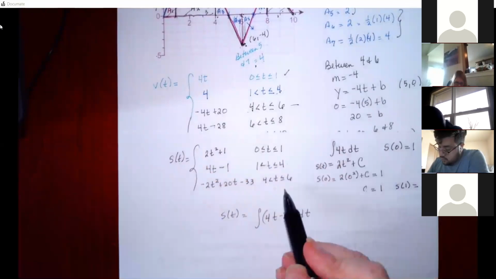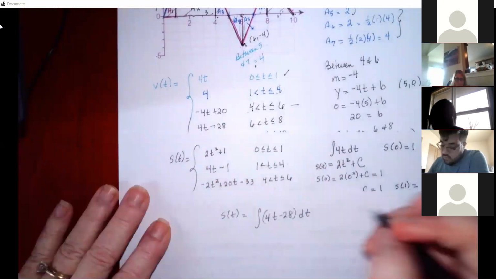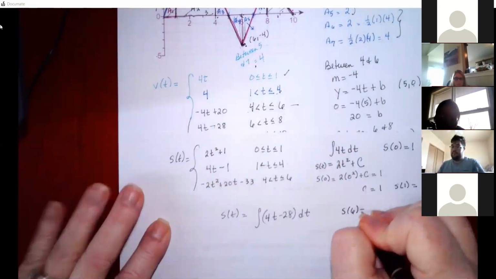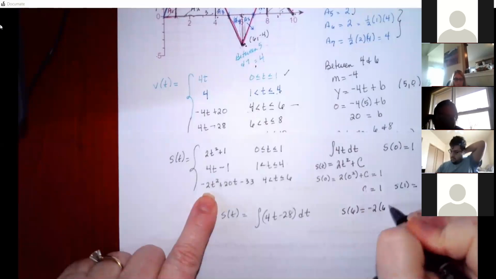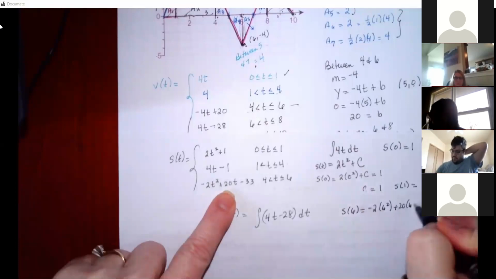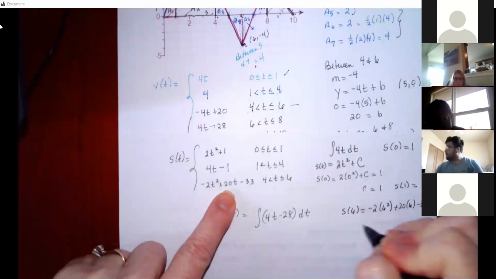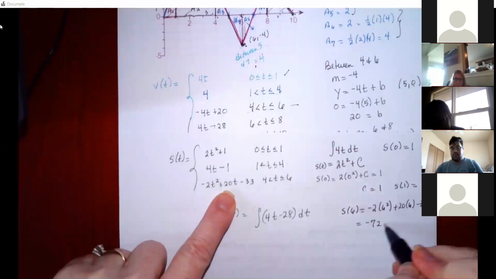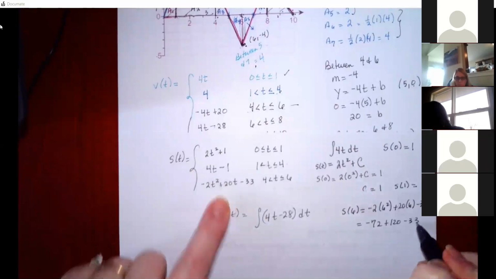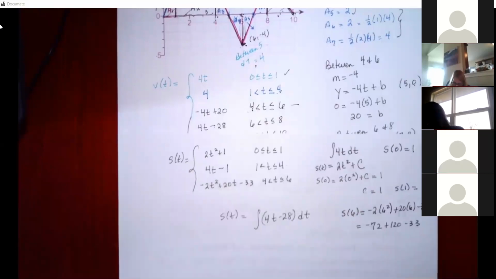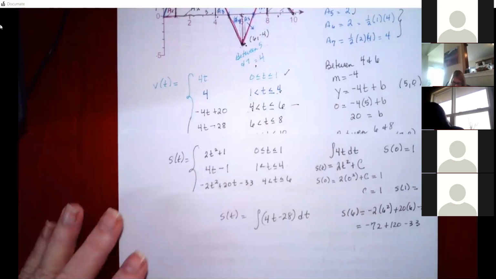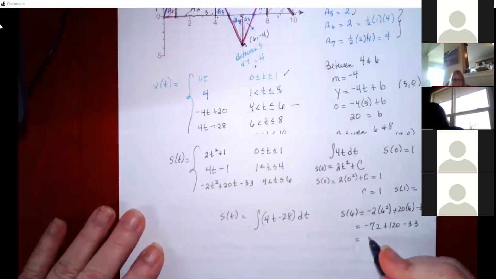Our velocity function for the next chunk is from 6 to 8, and we're going to use this velocity function. So our position function will be the integral of 4t minus 28 dt, and we will use the position of the previous function at 6. So S of 6 will be negative 2 times 6 squared plus 20 times 6 minus 33. I'm getting negative 72 plus 120 minus 33, which is 15, because that's negative 105 plus 120.